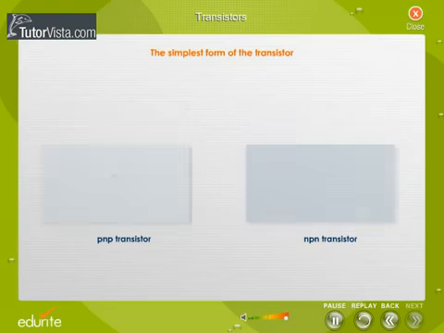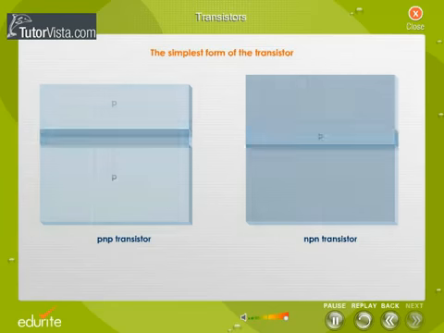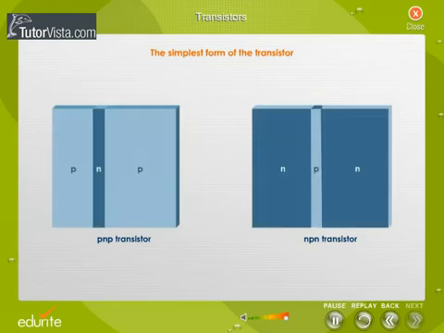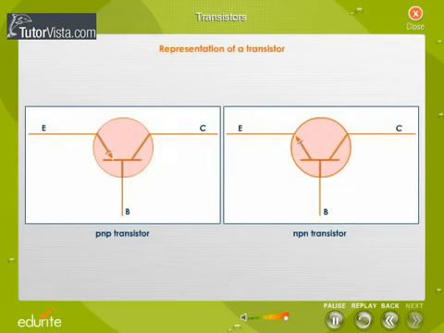Transistors are normally made by growing one region onto the other. Observe that all the three blocks of the transistor are not equal in size. This is how a PNP and an NPN transistor are represented. The operation of the two transistors is essentially the same, hence only the working of a PNP transistor is explained.